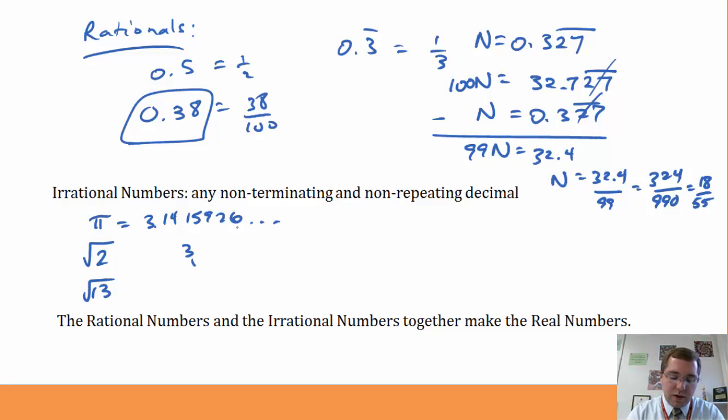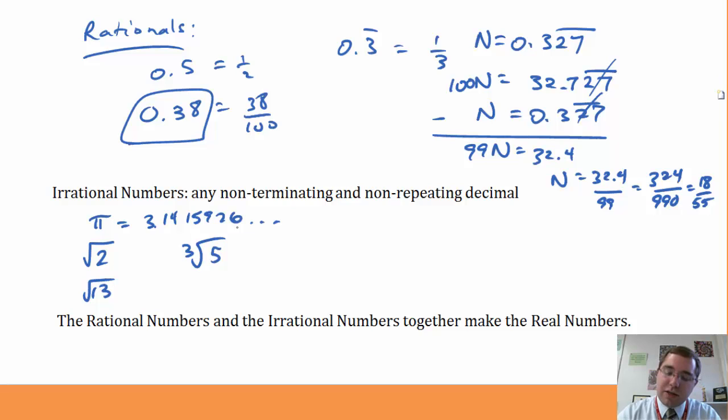The cube root of something that's not a perfect cube, the cube root of 5, is an irrational number. The fourth root of 7, the fifth root of 8, those are all irrational numbers. And there are an infinite number of irrational numbers. Turns out there's actually a greater infinity of irrational numbers than there is of the infinity of rational numbers, but that's a story for another day.